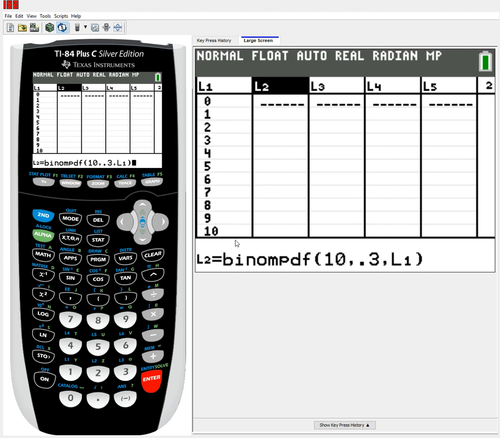When I hit paste, I should see it here. L2 equals binomial PDF(10, 0.3, L1). Again, if you're working with TI-83s, this is what you're going to want to type in: the number of trials, the percentage, and the number of successes in question. We hit enter on this.